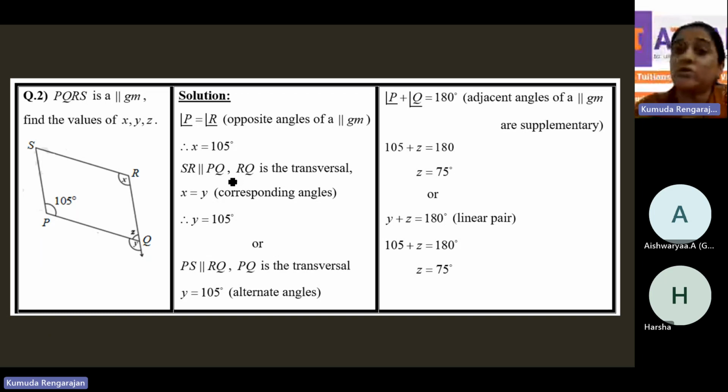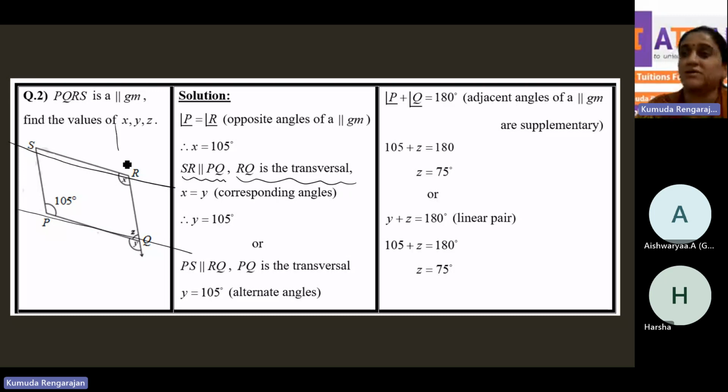Whenever you use a property of parallel lines intersected by a transversal, you need to mention the parallel lines and the transversal. Whenever you use alternate angles are equal, corresponding angles are equal, or co-interior angles are supplementary, you need to mention the two parallel lines and the transversal. So that's what I've written here. SR is parallel to PQ and RQ is a transversal.